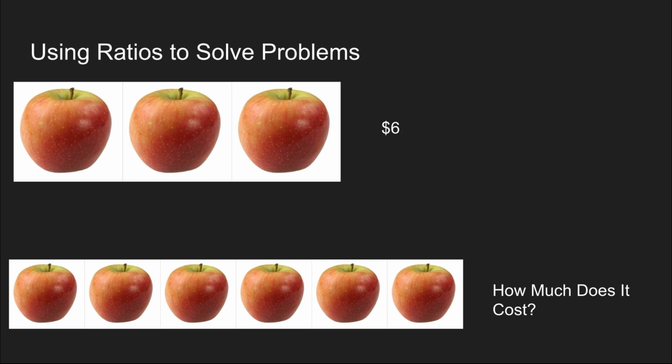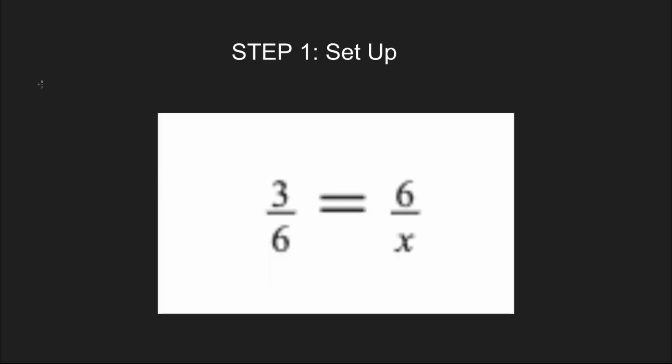Now we're going to use ratios to solve some problems, okay? So let's say three apples cost $6. How much do six apples cost? Now, you can obviously use mental math and figure this out, but just for the sake of it, we're going to use ratios and we're going to do this, okay? So first we're going to set up the equation. Now in this case, the equation is going to be 3 over 6 equals 6 over x, right? And this is what you call a proportion, okay?